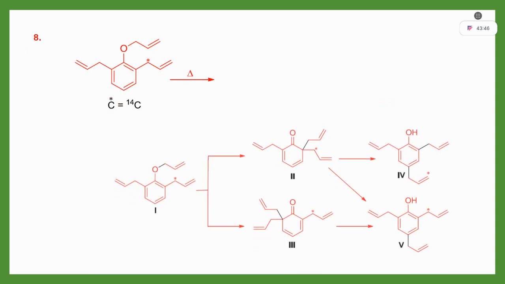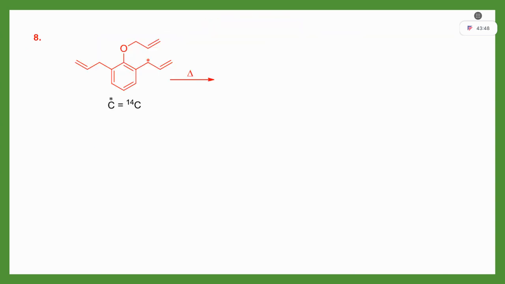Oh, one more question is there. Okay, try to solve this question. Hint is your Claisen rearrangement. One of the products I am drawing for you, another product you can draw at your home. Okay. So one, two, three, one, two, three. So what you will get?